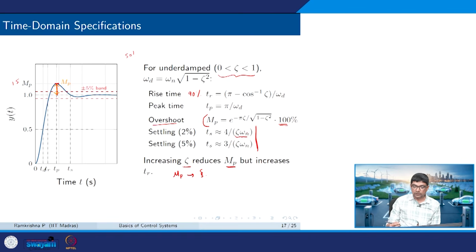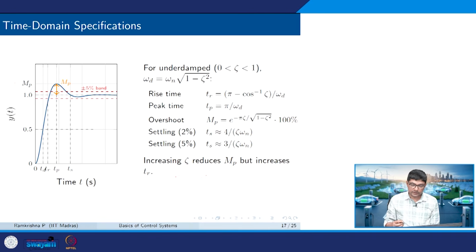Okay, so increasing zeta reduces the peak overshoot, but also increases the... oh sorry, I think. Okay, let us quantify each of these things. Let's see what we observe. We observe that the system starts from 0, it reaches a peak and then slowly settles down.